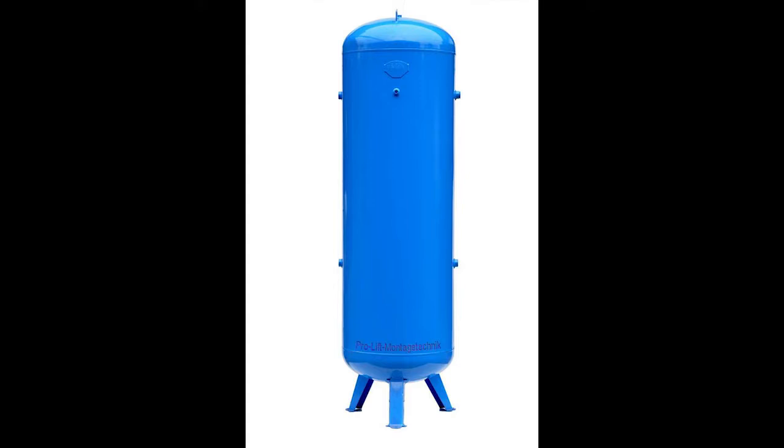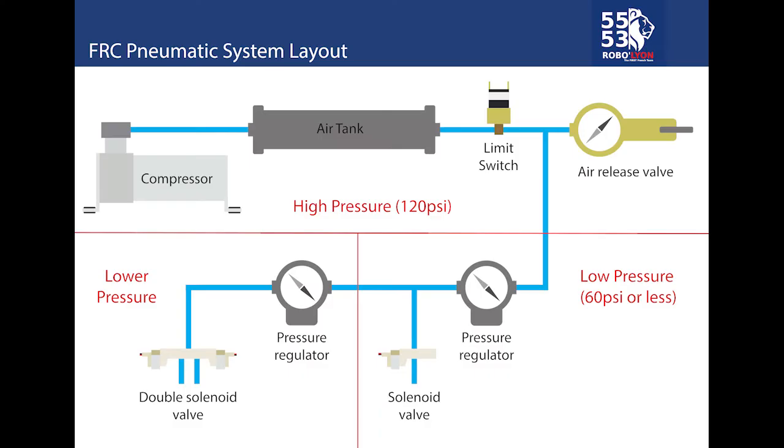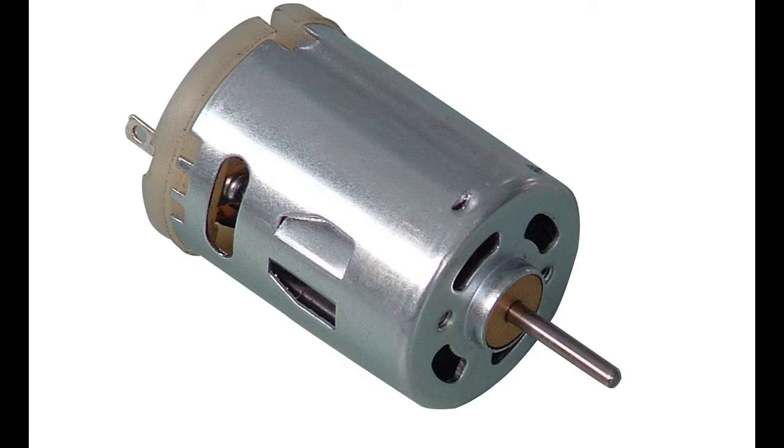Once the compressed air is stored, it is then directed to our pistons or pneumatic cylinders, which extend or retract based on where the air is directed. A visual of how this works can be seen here. In FRC, we use pneumatics to achieve linear motion. Although we have things like motors already in our toolbox, these achieve rotary motion.